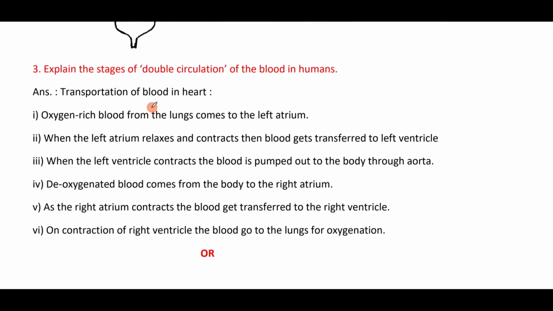The transportation of blood in the heart. The oxygen-rich blood from the lungs comes to what? The oxygen-rich blood from the lungs comes to the left atrium. When the left atrium relaxes and contracts, the blood gets transferred to the left ventricle. When the left ventricle contracts, the blood is pumped out of the heart to the aorta.